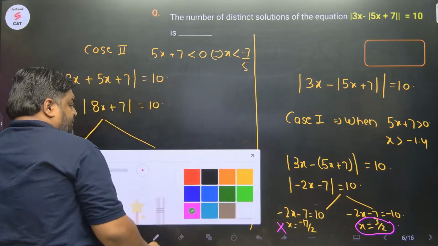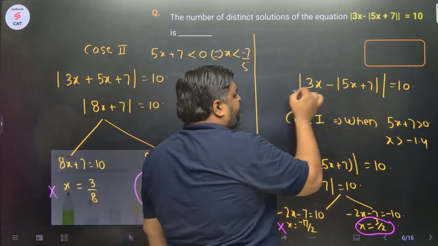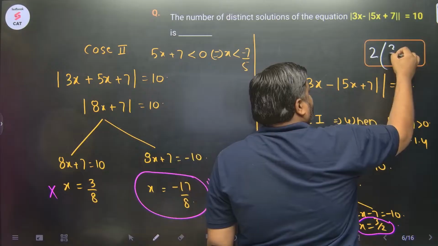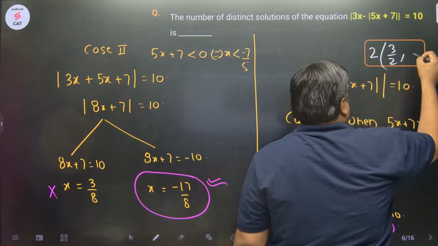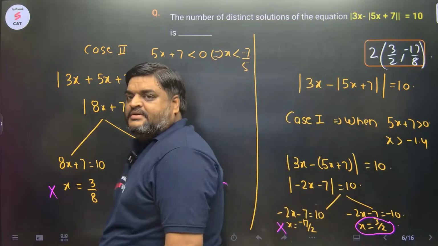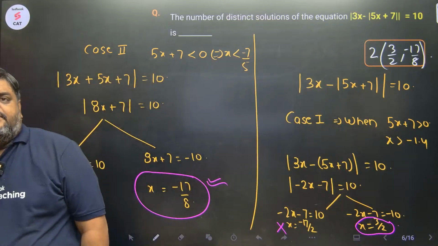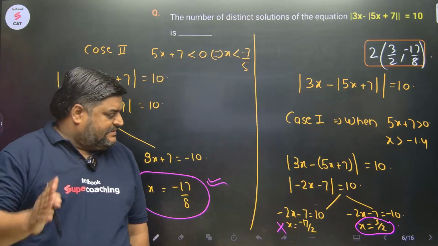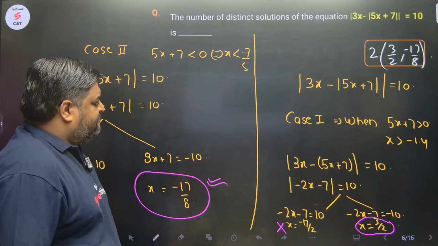So technically this question had two solutions, and the solutions were 3 by 2 and minus 17 by 8. Sorted? 3 by 2 and minus 17 by 8. Bolo yes sir. Yes sir.